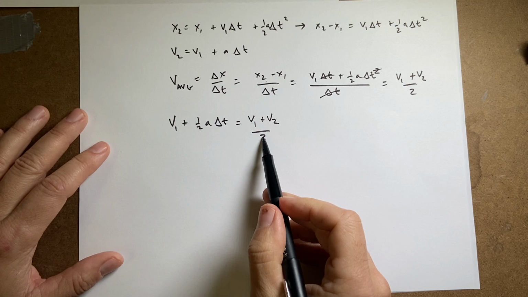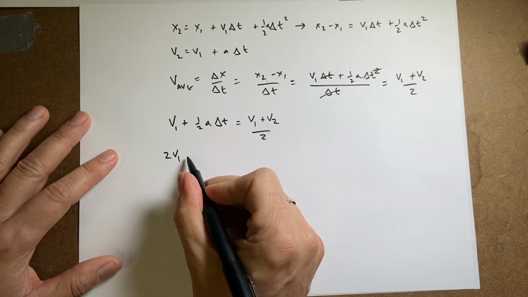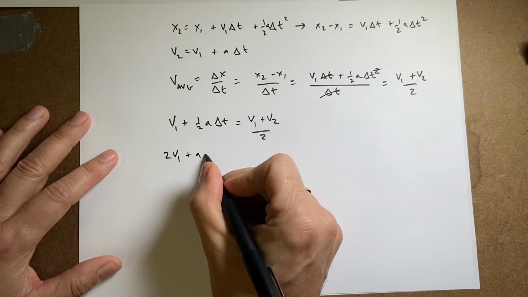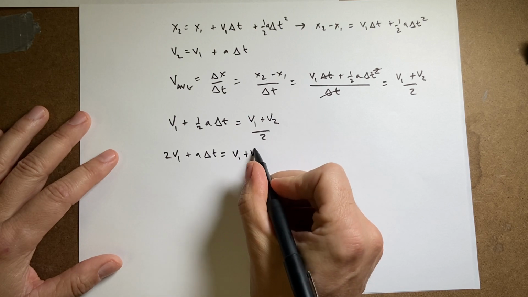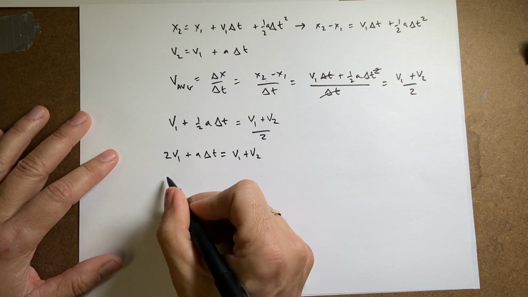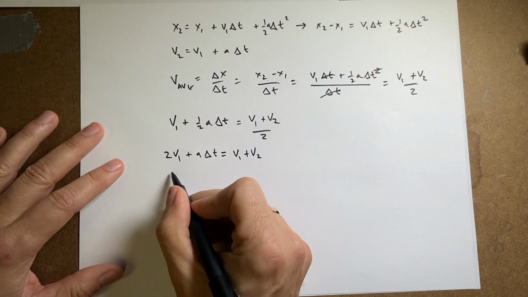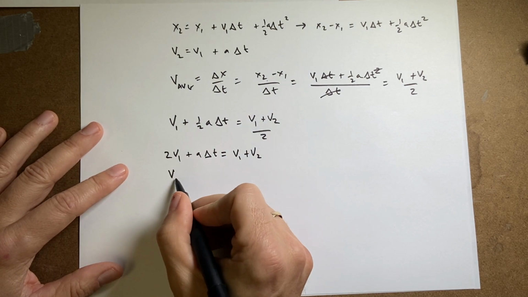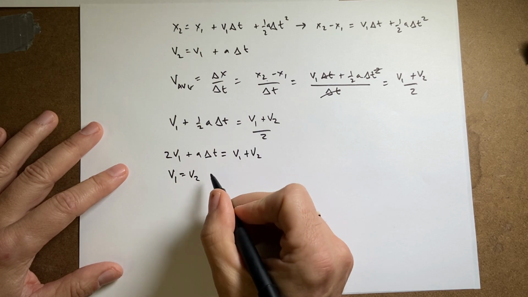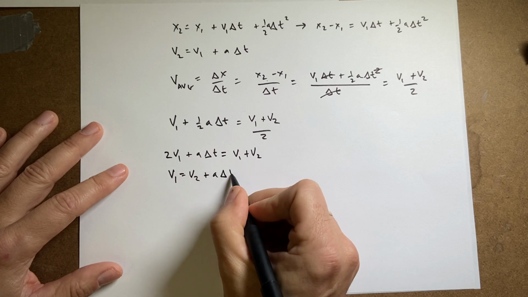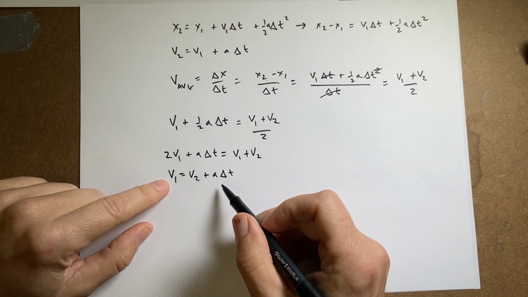Let's go ahead and multiply both sides by 2, and I get 2v1 plus a delta t equals v1 plus v2. I can subtract v1 from both sides, and this is not the best way to derive this. I didn't really think through it. I just wanted to let you know, but I will get there. So if I subtract v1 from both sides, I get v1 plus a delta t equals v2. What? I knew that already.